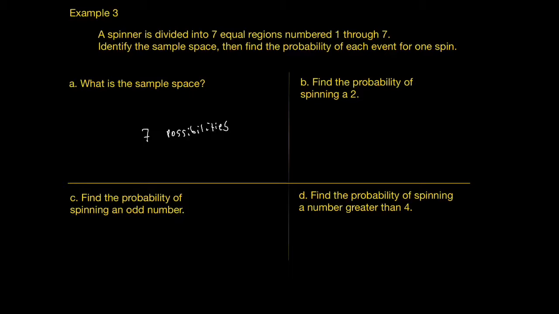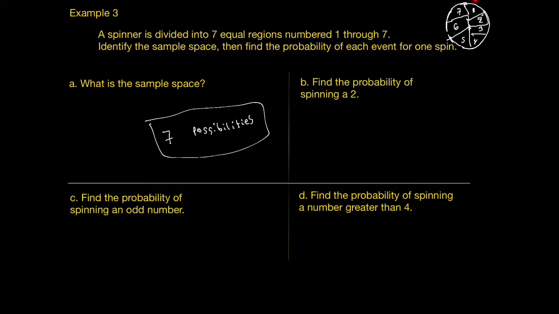Alright, let's take a look at part B, to find the probability of spinning a 2. So here, I went ahead and drew a spinner right here, and now we want to find the probability of spinning a 2. So I'm going to shade the probability here. You can see that out of my 7 possibilities, I only have 1 possibility of obtaining a 2, which I shaded in yellow. So I have 1 out of 7 chance of spinning a 2.